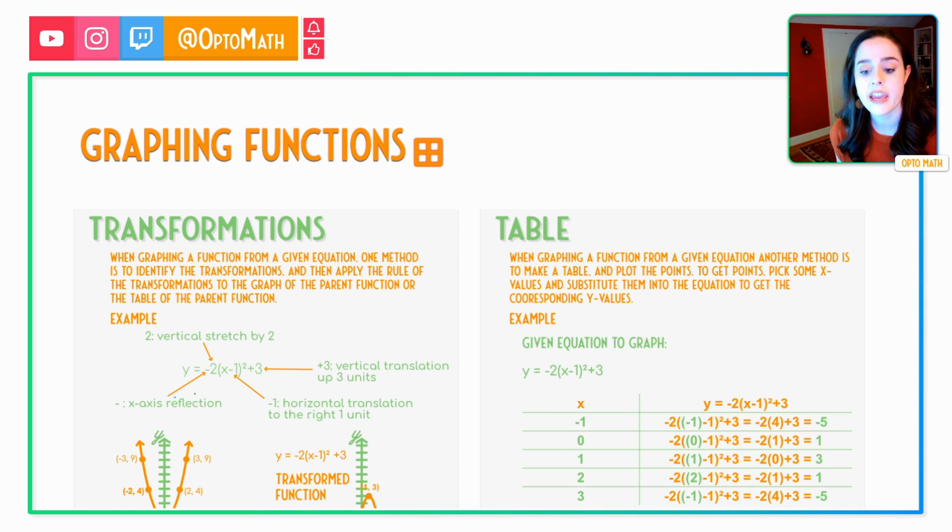We've got a negative out front, which is an x-axis reflection, a 2, which is a vertical stretch by 2, a -1 inside our parentheses, which is a horizontal translation to the right 1 unit, and a +3 on the outside, which is vertical translation up 3 units. So we've got those 4 transformations happening.